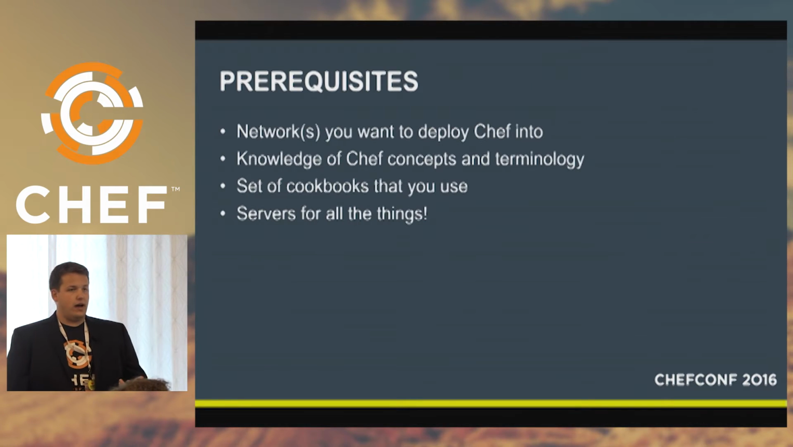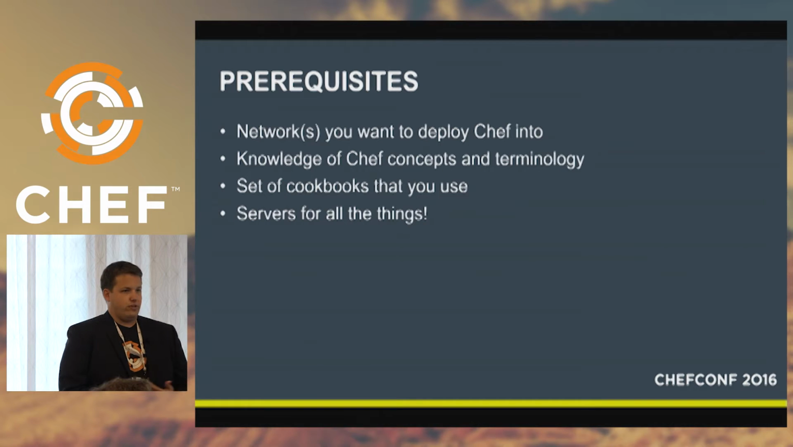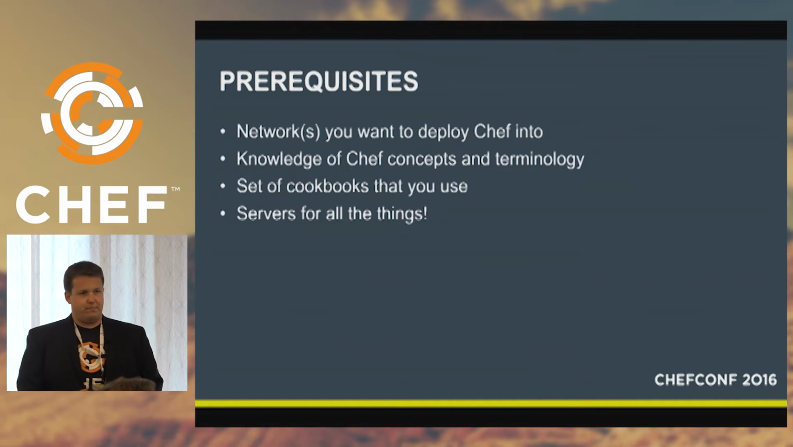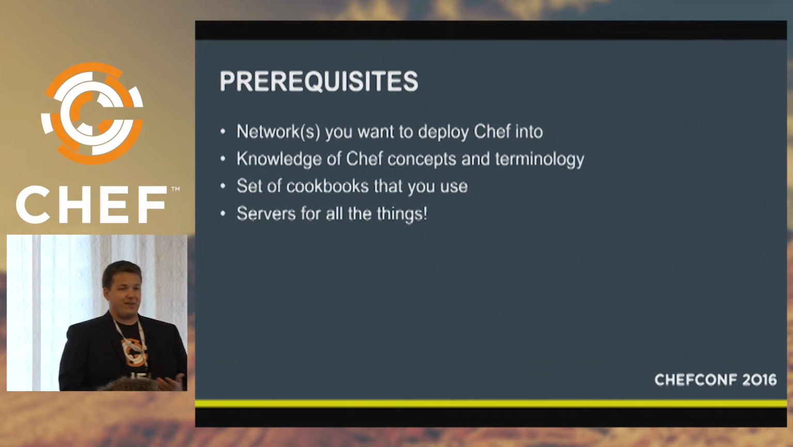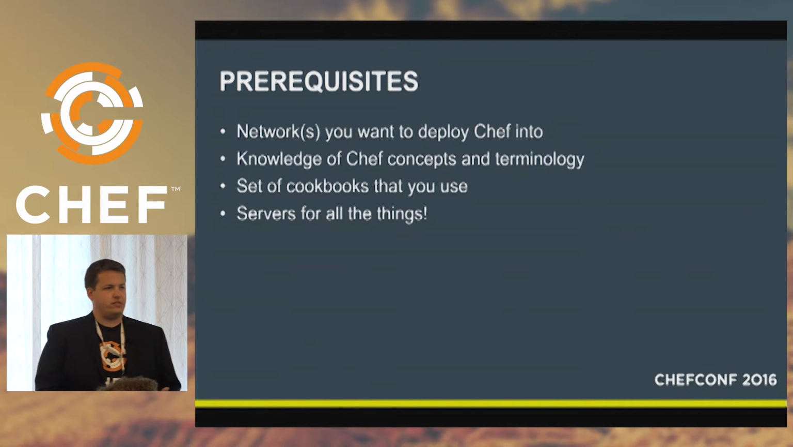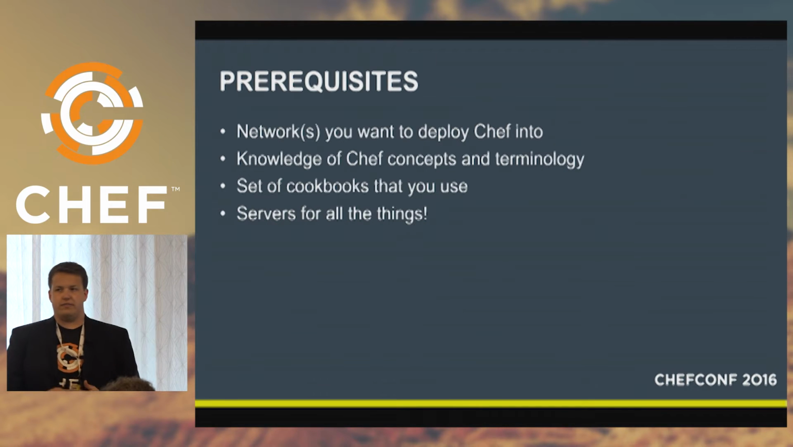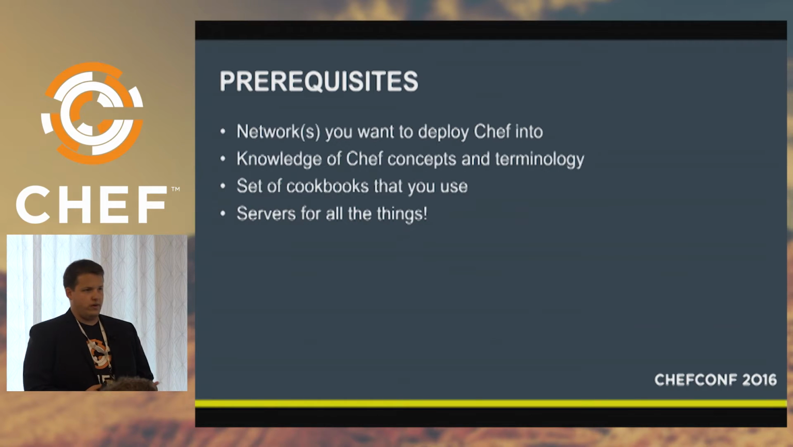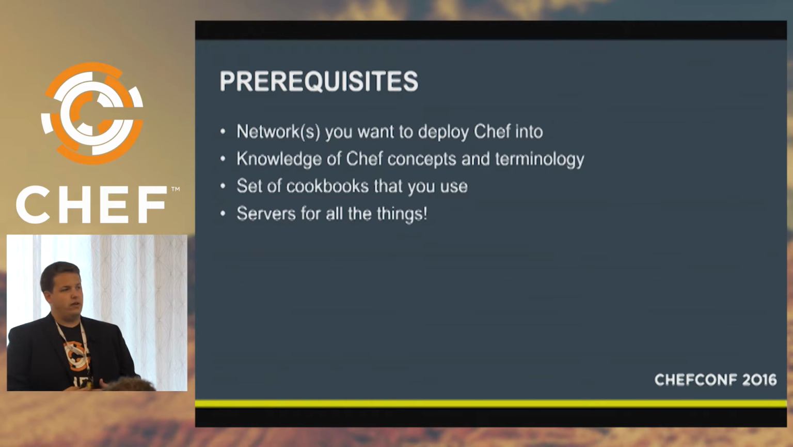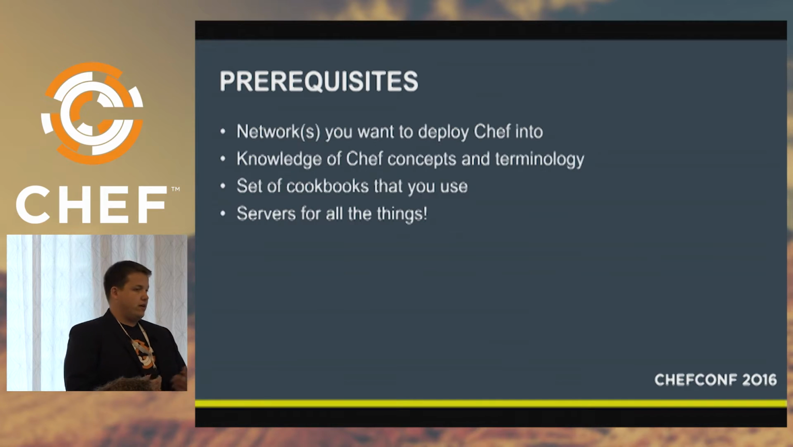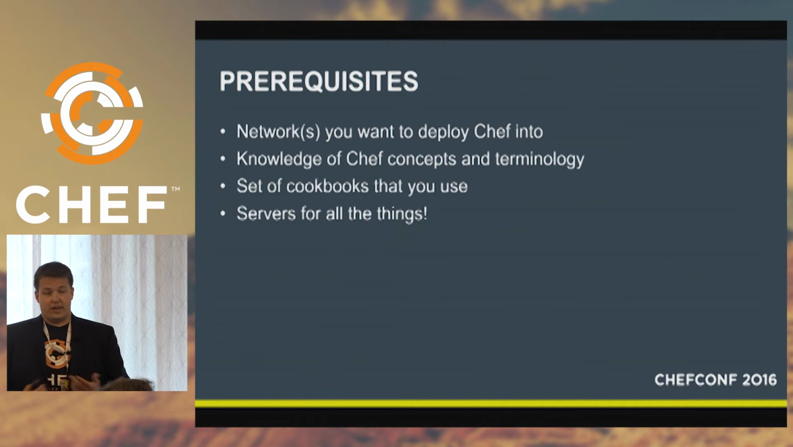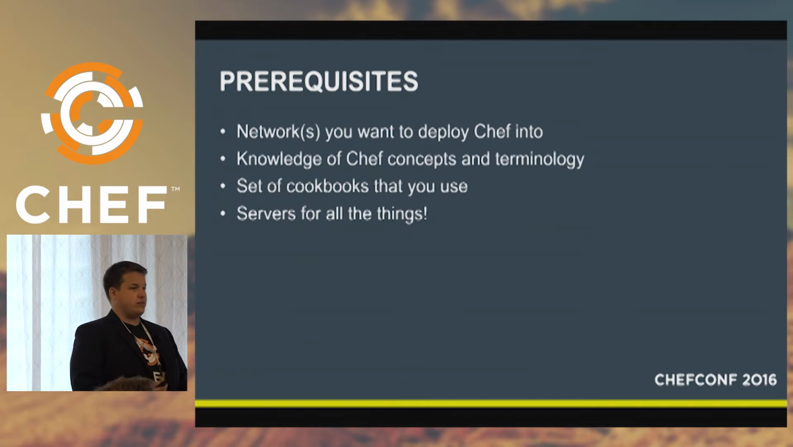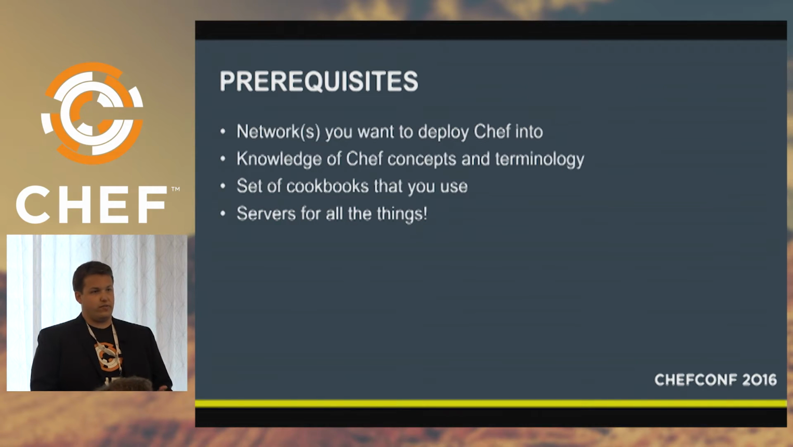So for some prereqs, first thing we need is you need some networks that you want to deploy Chef into, right? Like you have to have the thing that you want to put this on. We need a really basic level of Chef concepts and terminology. I'm going to be using Chef provisioning and some Chef cookbooks to make this happen. So if you don't know what those are, definitely ask me, we'll definitely help you out. But it's really basic stuff. You need a set of cookbooks that you want to run inside of your environment. And then you also need servers for all the things, right? So you're going to need a server for each piece of the environment you want to build.